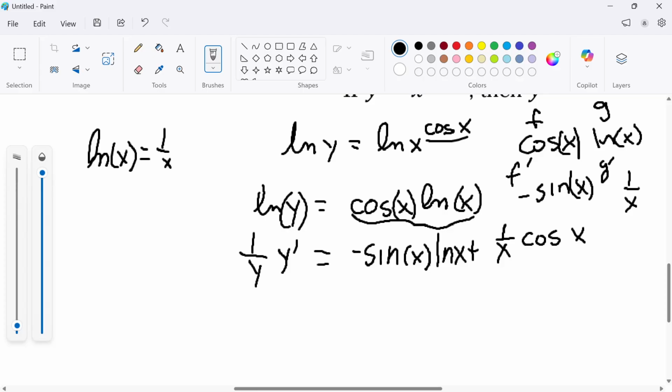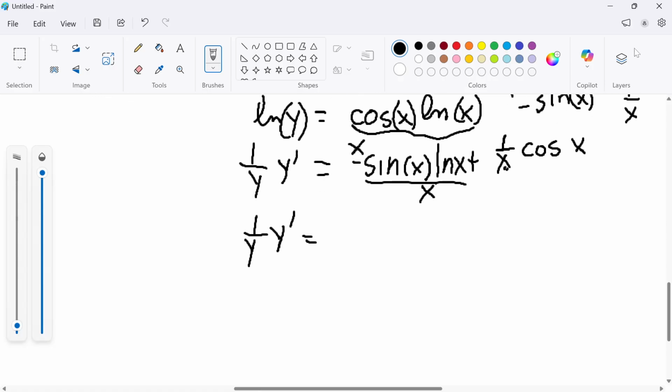And I will put them over a common denominator, which is x. This has an x in the denominator. To get an x in this denominator, I have to put an x also in the numerator. So 1 over y times y prime, that's the derivative, equals, all over x, negative x sine x, that should be in parentheses too, times natural log of x, plus cosine x.